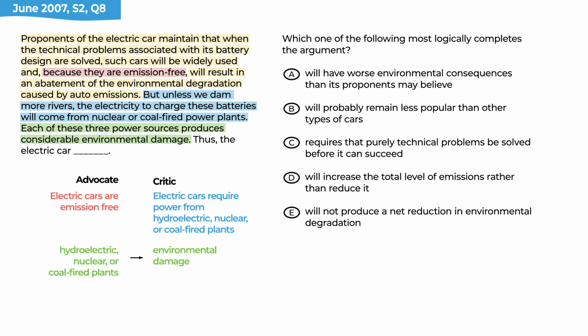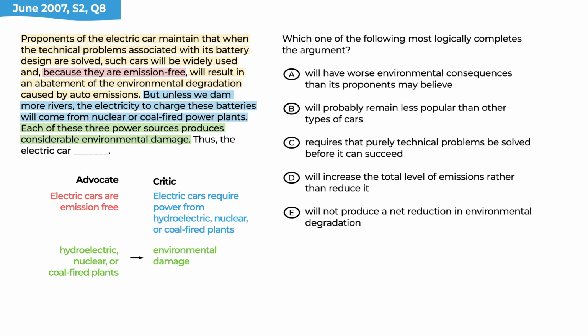So what is the inference these statements are designed to lead to? Essentially, that the benefits of the electric car aren't going to be as great as the proponents suggest. Now let's take that and look in the answer choices for something that matches it. Answer choice A says that the electric car will have worse environmental consequences than its proponents may believe.